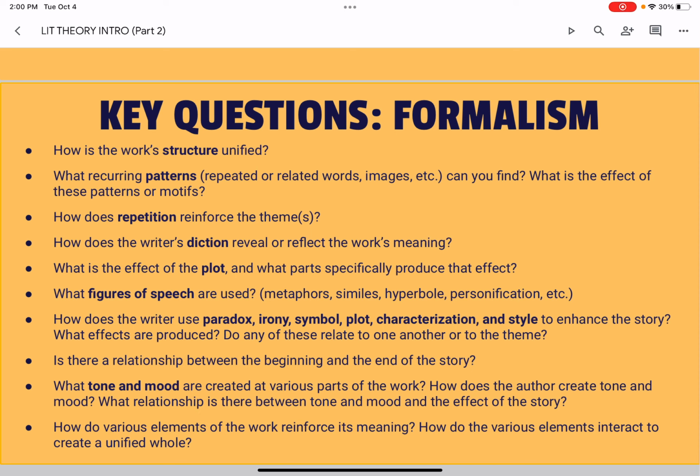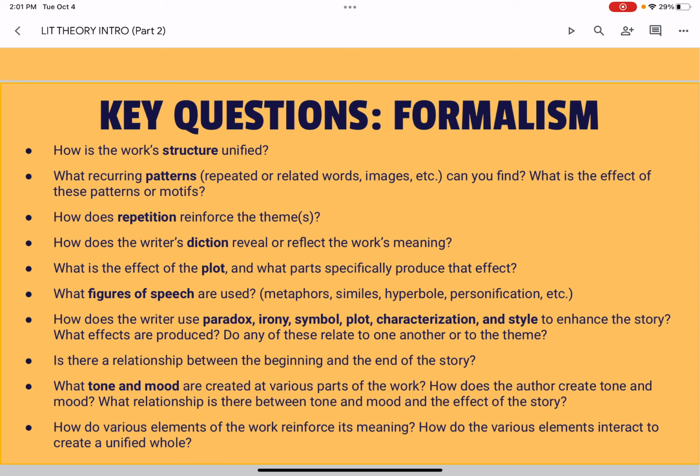And then, obviously, with poetry, tone and mood are really, really important. So what tone and mood are created at various parts of the poem or of the work? And how does the author do this? And what is the relationship? Because tone and mood are not always the same thing, right?